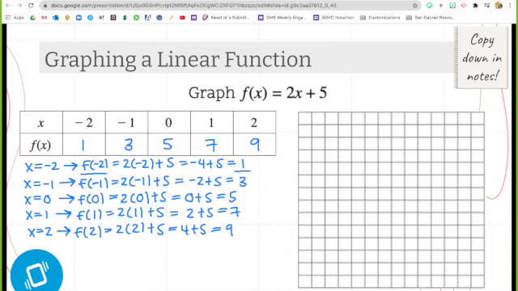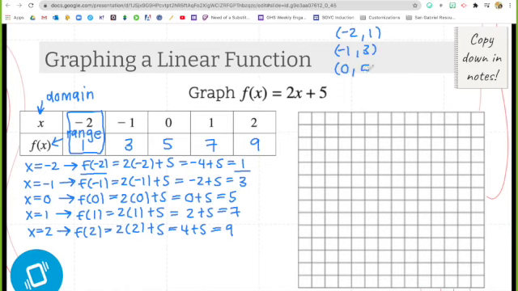Now that I have all of my inputs and outputs, all I need to do now is just write them as ordered pairs. We always say that x is the domain, and f of x is our range. So if I write the ordered pairs, I get negative 2 and 1 for my first one here. And then I have here negative 1 and 3. I get 0 paired up with 5. 1 is paired up with 7. And 2 is paired up with 9.